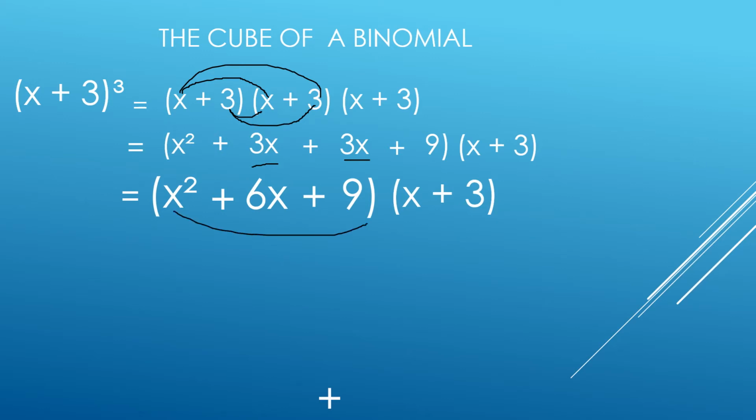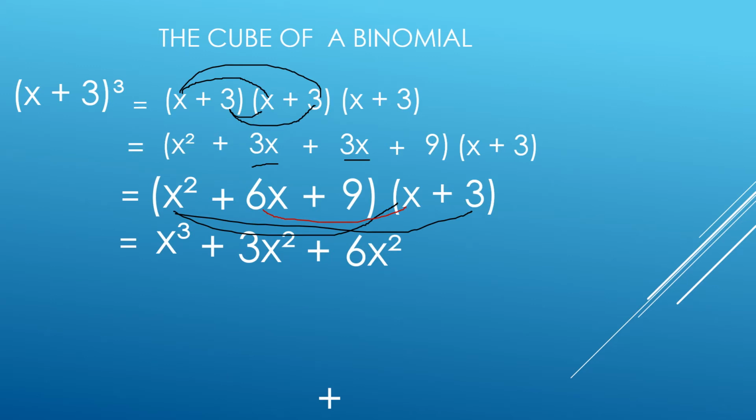Again, distributive property. That is now x cubed, because x squared times x is x cubed. Then x squared times 3, that is 3x squared. Okay, so now let's do the next term. 6 times x, that is 6x squared. And then 6 times 3, that is 18x. Okay, so what's next is 9. 9 times x, that is equal to 9x. And then 9 times 3, that is equal to 27.